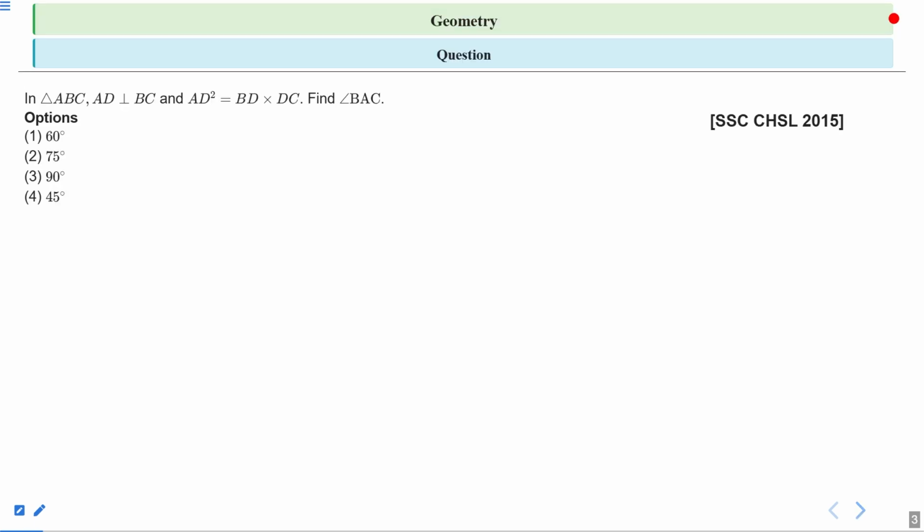Now see the question. The question says that in triangle ABC, AD is perpendicular to BC and AD square is equal to BD into DC. We need to find the angle BAC, and this question was asked in the SSC CHSL exam in 2015. There are four options: first one is 60 degree, second one is 75 degree, third one is 90 degree, and fourth one is 45 degree. Now you have 10 seconds to analyze the question. Your time starts now.